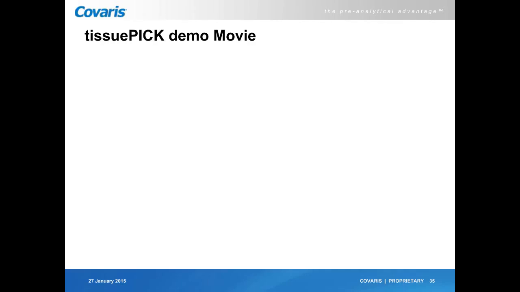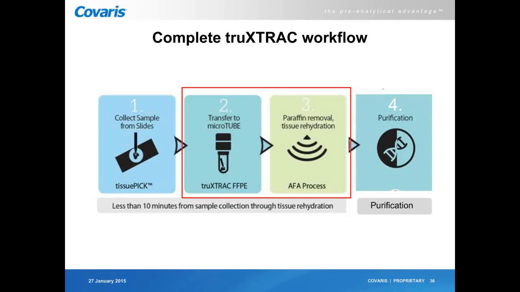So I'm back. And as you can see, it's a very simple tool that you can use to collect an area of interest from an FFPE section slide. So next, really, part of the workflow is what we just discussed. Once you transfer your FFPE sample into a microtube, how do you remove the paraffin with the AFA process? We went through the core technology, but I would like to now review the workflow.